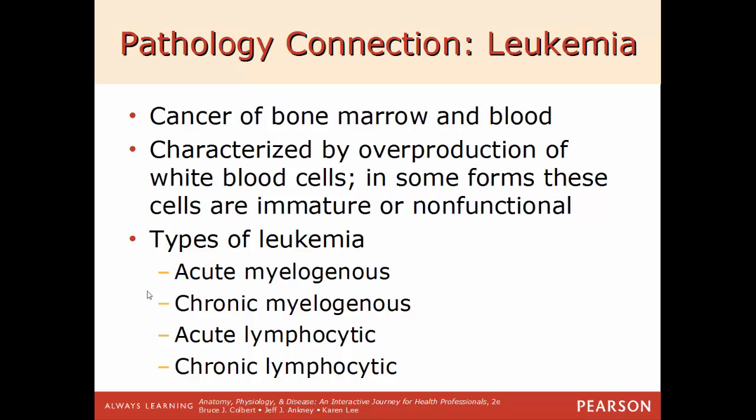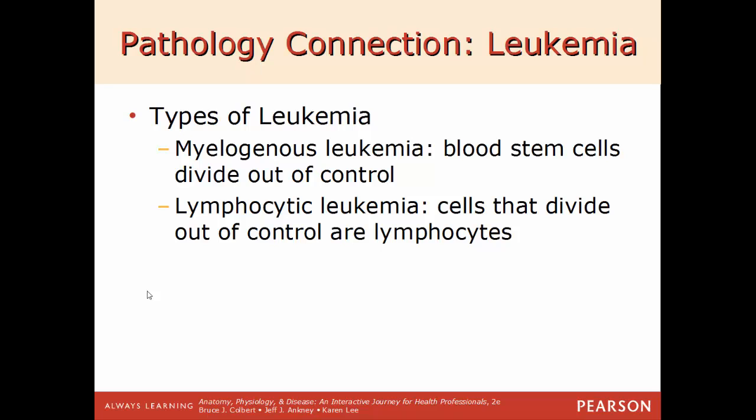And there are various types of leukemias: acute myelogenous, chronic myelogenous, acute lymphocytic, and chronic lymphocytic. For the myelogenous leukemias, the blood stem cells divide completely out of control. Whenever you have cells dividing out of control, they're producing larger and larger numbers of non-functional cells, which end up producing tumors. In lymphocytic leukemia, the cells that divide out of control are the lymphocytes, either the B cells or the T cells. And again, when cells divide out of control, you're producing large numbers of non-functional cells.